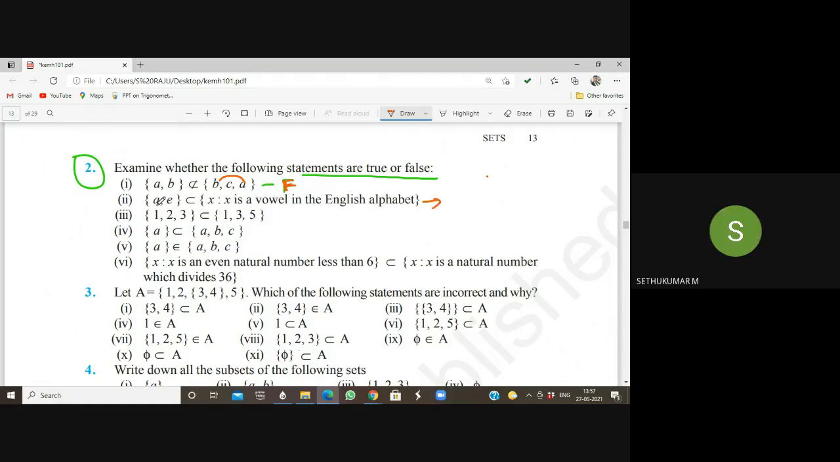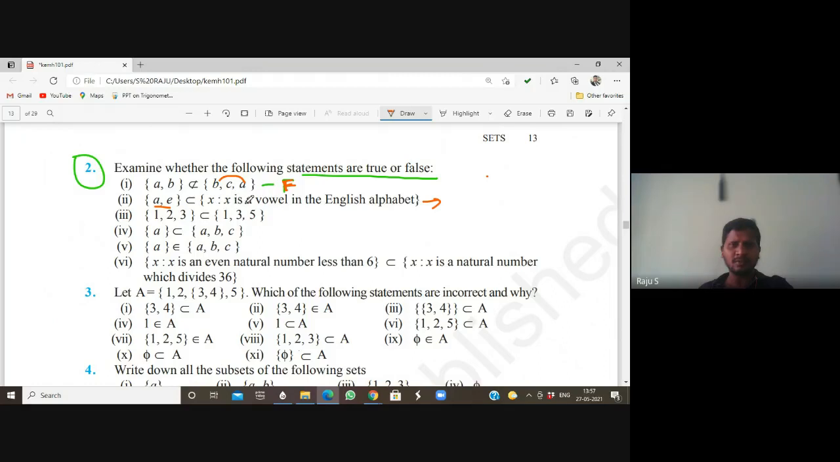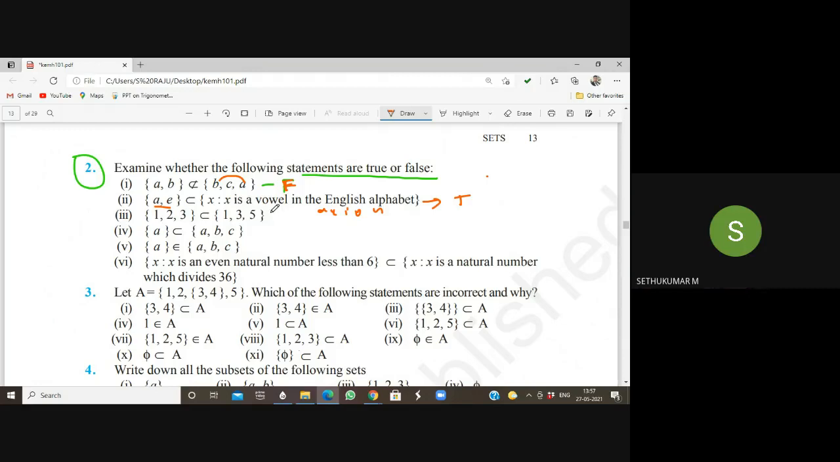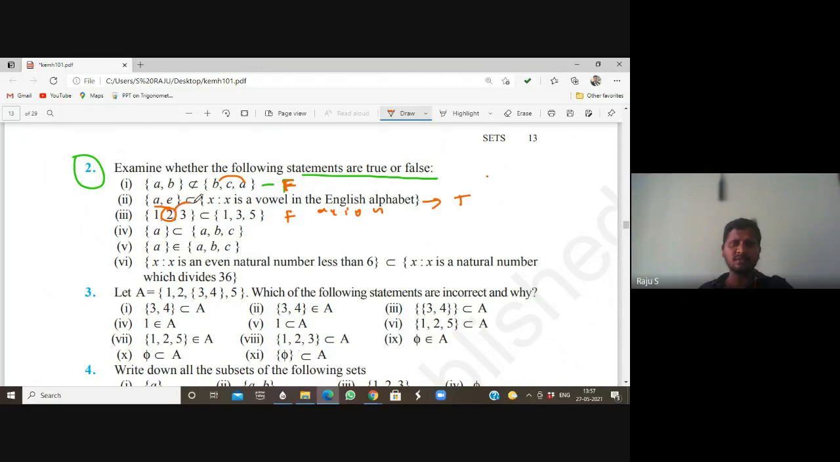Sir, it is true. The subset of X is a OL. Here AE IOE, so AE clearly belongs to AE IOE. So true. Next, false, sir. 2 is not there in both the sets. Exactly, 2 belongs to the first set, but does not belong to the second set.